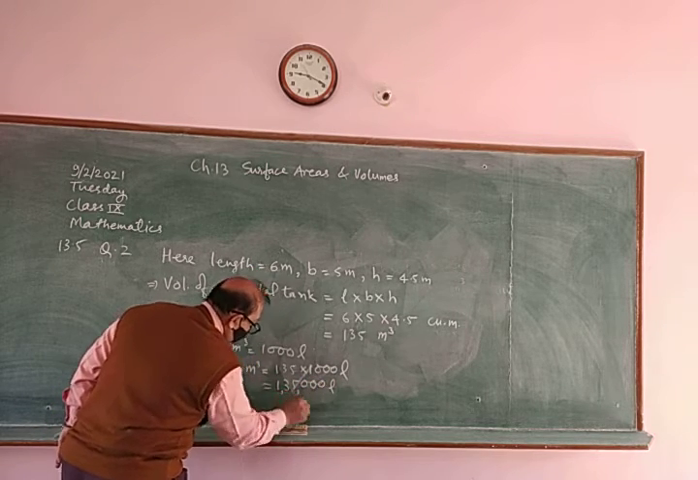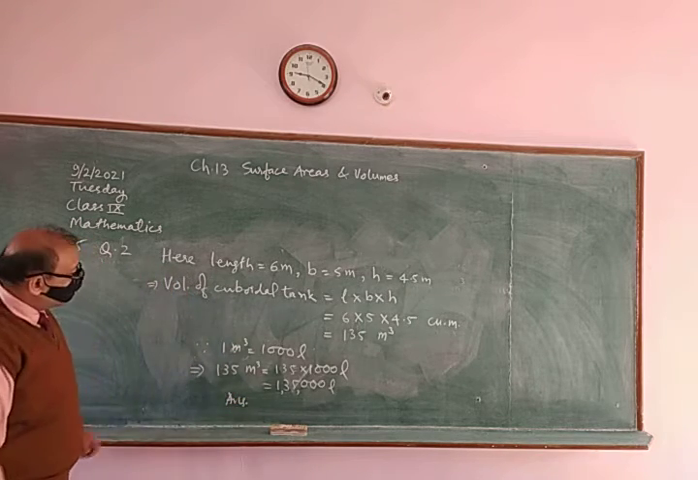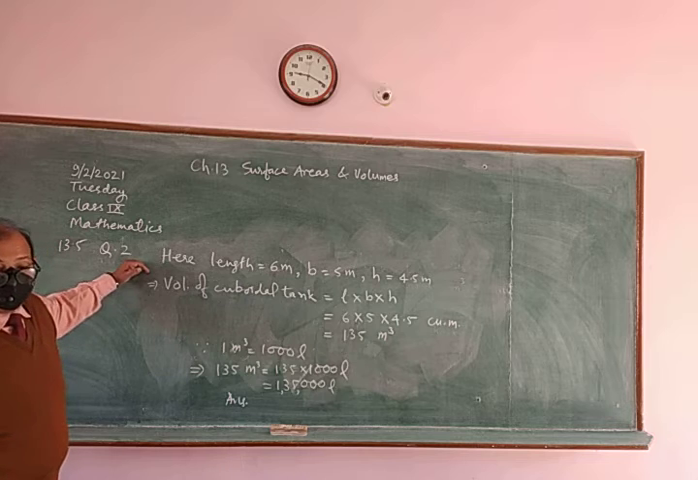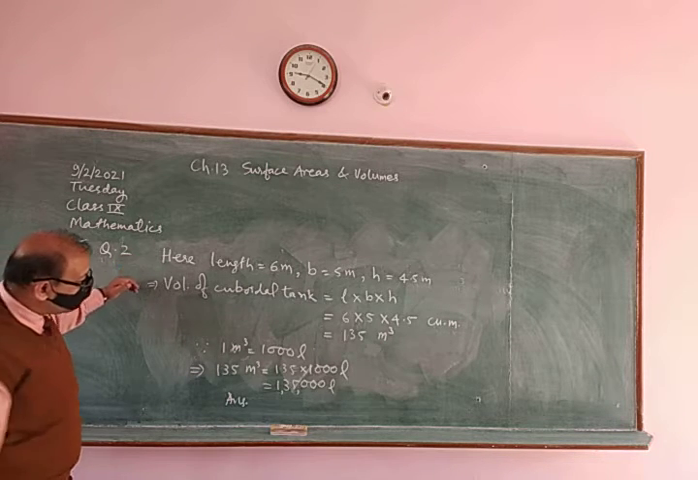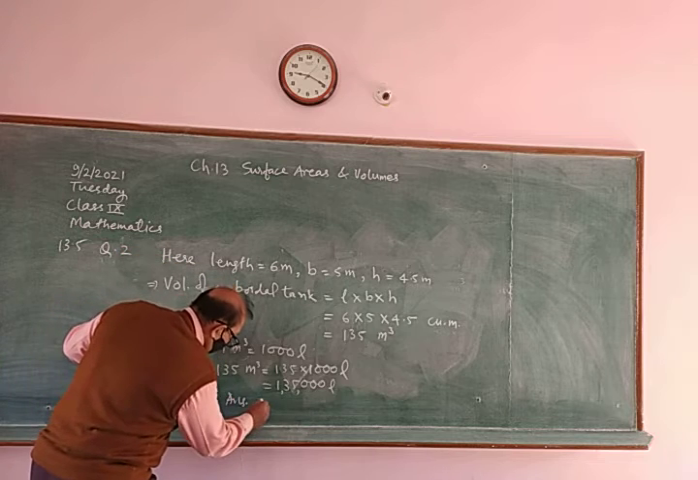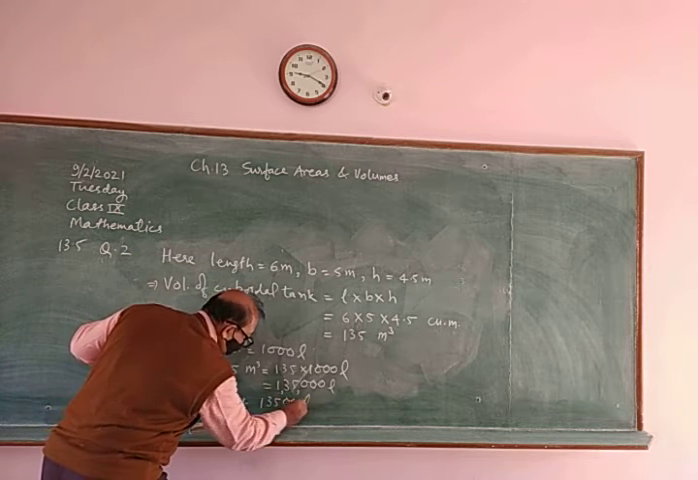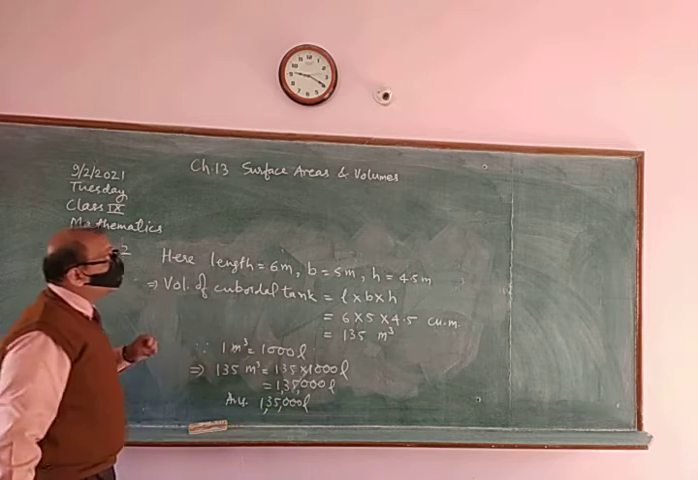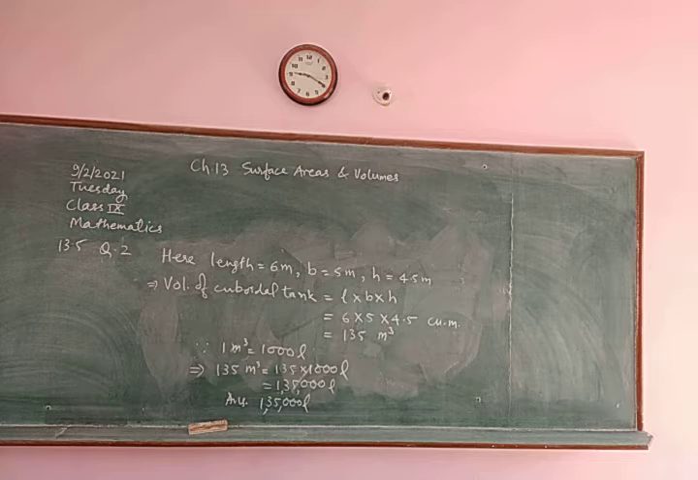So the answer is 135,000 liter. The capacity of the cuboidal tank is 135,000 liter. Clear?